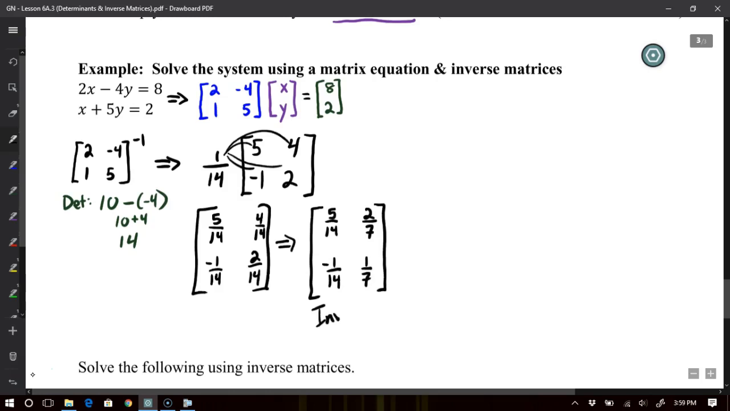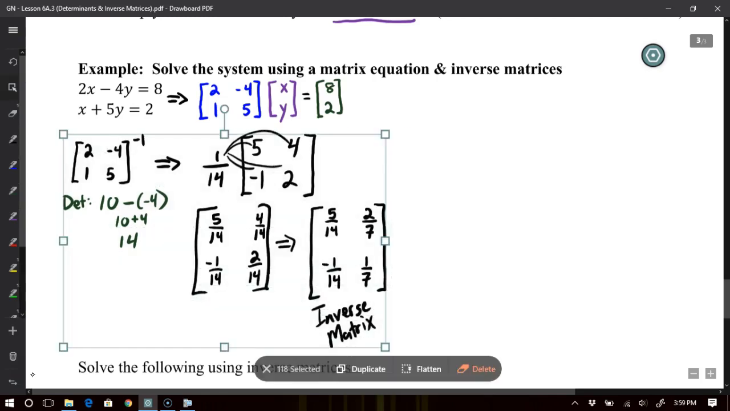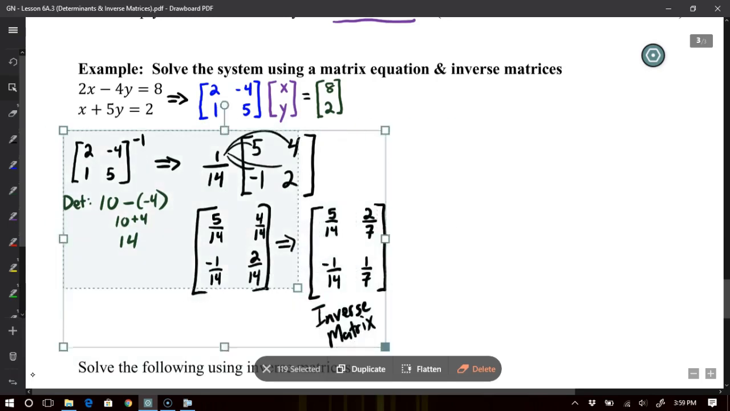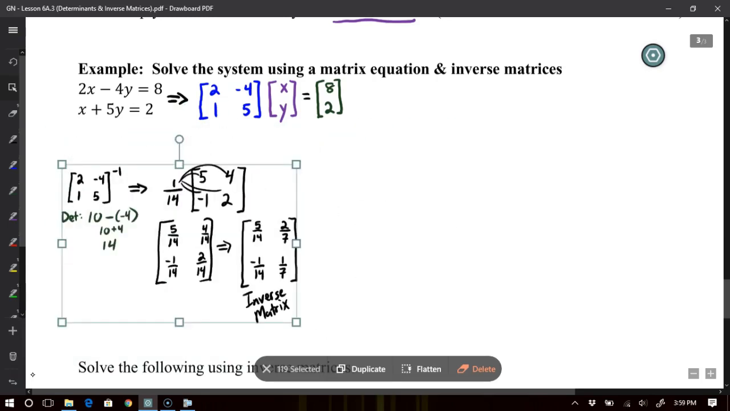This is our inverse matrix. That's the key. So we first set up our coefficient matrix, our variable matrix, and our answer matrix. We found the inverse of our coefficient matrix. So now we're almost done. We're going to take the inverse matrix and multiply it by our answer matrix. So I take my inverse and I multiply it by my answer matrix, my solution matrix.